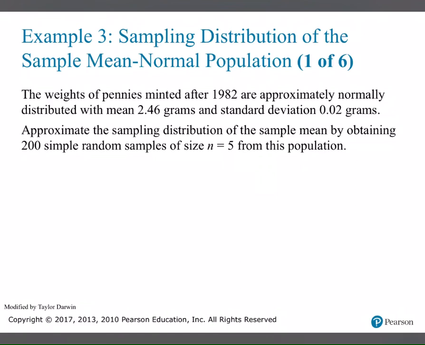Sampling distribution of the sample mean, normal population. The weights of pennies minted after 1982 are approximately normally distributed with a mean of 2.46 grams and a standard deviation of 0.02 grams. Approximate the sampling distribution of the sample mean by obtaining 200 random samples of size n equals 5 from this population. We're basically getting 200 groups of 5.